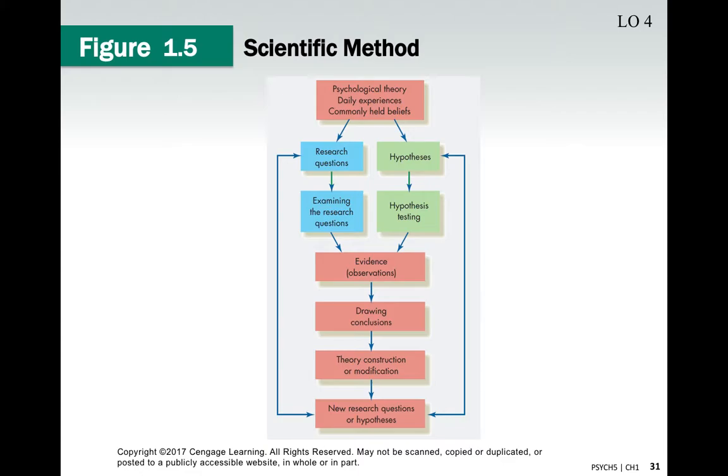If it was correct, we might then begin developing theory, with more research leading to theory construction. If the hypothesis was incorrect, then maybe we need to modify it, for example, and develop new research questions, and start back over. So it's a very iterative, cyclical process. In most scientific endeavors, you should come away with more questions than answers.